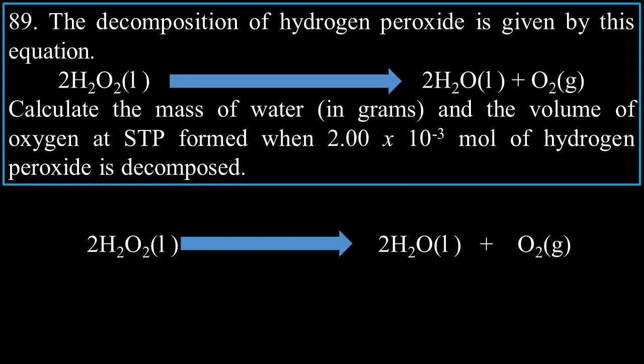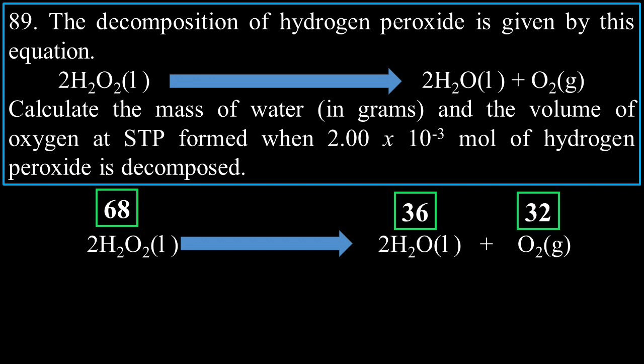2.00 times 10 to the negative 3 moles of hydrogen peroxide. There's the equation again for the decomposition of hydrogen peroxide. 68 grams of hydrogen peroxide is going to yield 36 grams of water in a liquid state and 32 grams of oxygen. Now, let's do the problem.